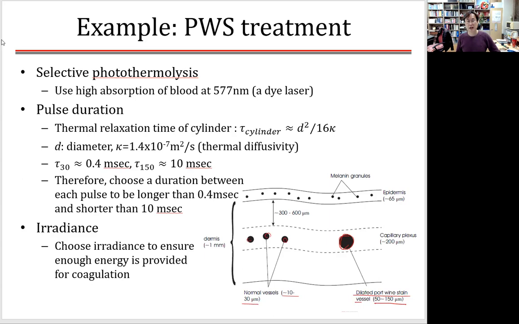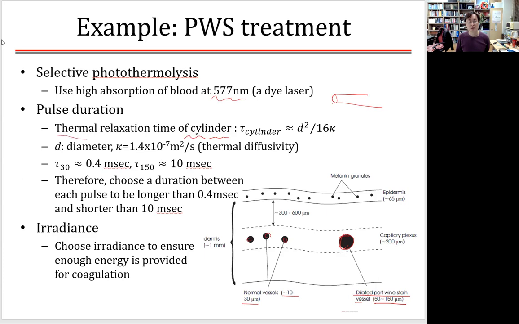Since blood has high absorption at 577 nanometers, you can use the dye laser. And the blood vessel follows a cylinder shape, right? So it is a cylinder-shaped blood vessel.